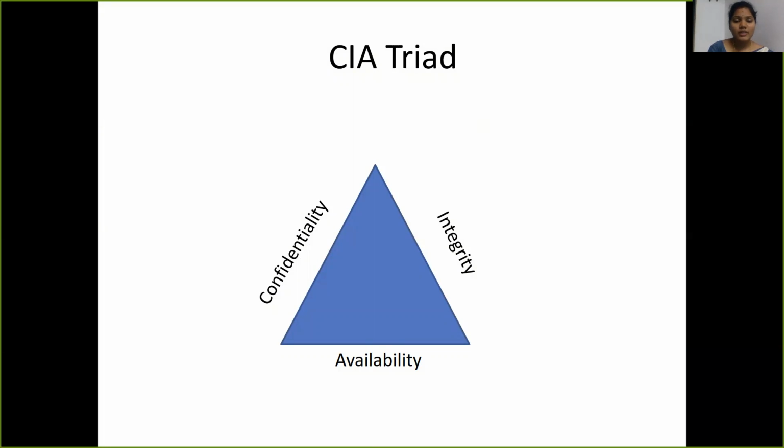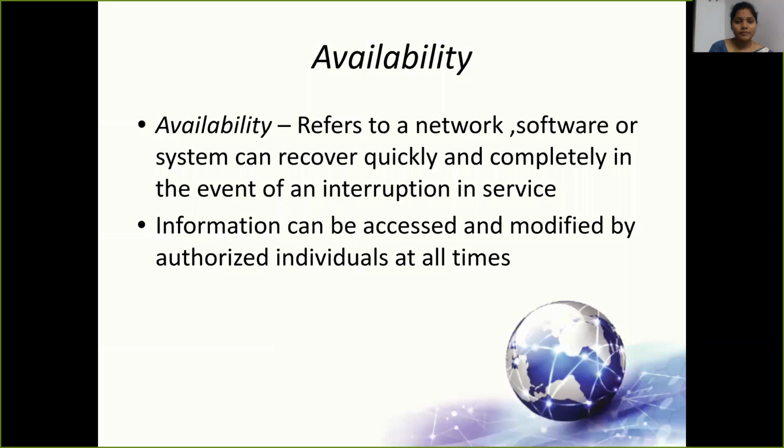Now let's see what the CIA triad is. C stands for confidentiality, I stands for integrity, and A stands for availability. This is an important concept in information security, because when we want to say that data or information is secure, or when we want to guarantee that the data is secure, it should maintain these three things: confidentiality, integrity, and availability. Let's see each one of them.